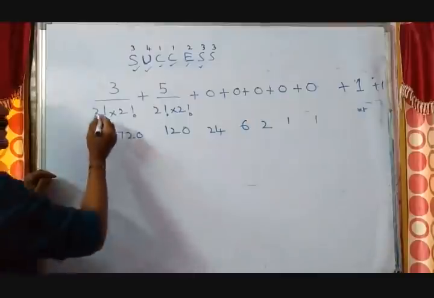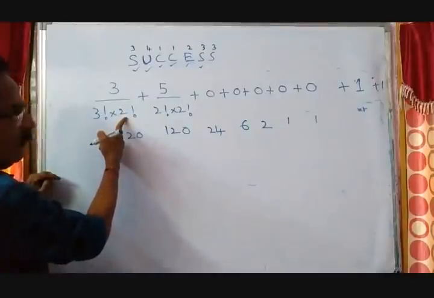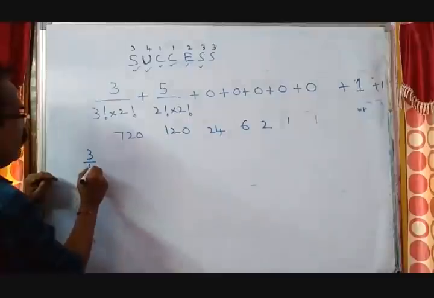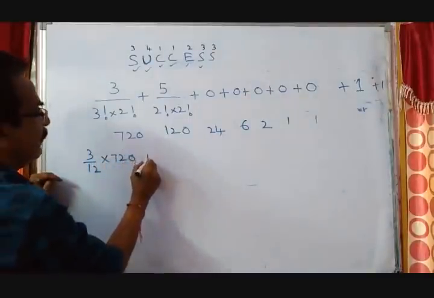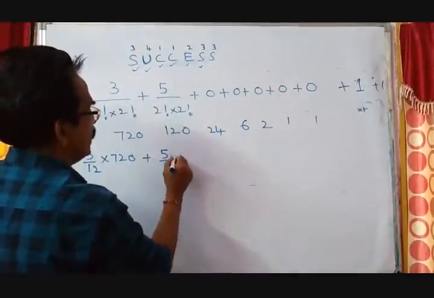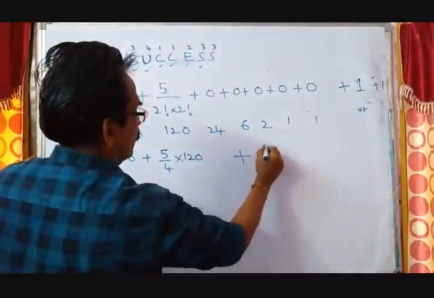Okay friends. So now 3 by 3 factorial into 2 factorial: 6 into 2, 12. So 3 by 12 into 720 plus 5 by 4 into 120 plus 1.